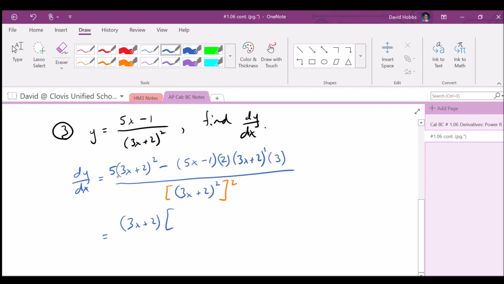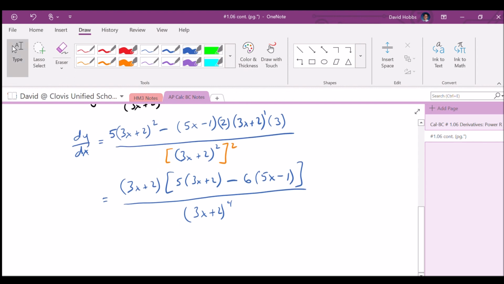Now what's left behind in the numerator? I've got 5 times 3x plus 2 minus 2 times 3 is 6. And the 3x plus 2 is already pulled out in front, but I do have 5x minus 1 all over 3x plus 2 to the 4th.